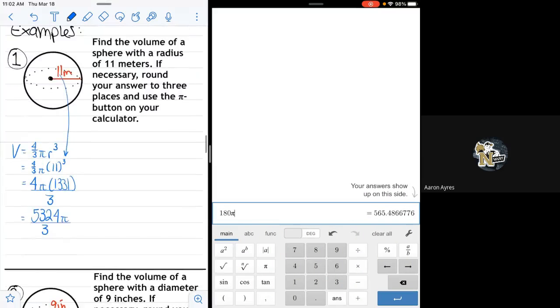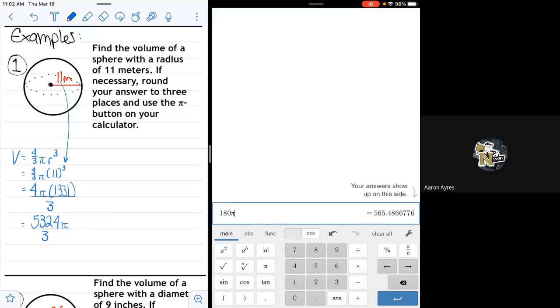Okay? So, I'm going to bring this up so we can see the whole thing. We'll clear this out from the other day. All right, so we're going to take 5,324 and divide that. You know what? We can do this all in one step on Desmos. We can just do that times pi, and then divide that by 3, and we get our final answer. That's kind of nice, right?